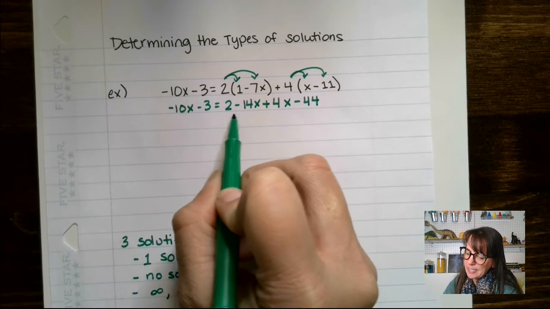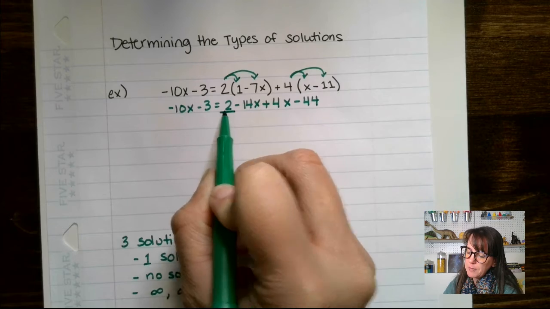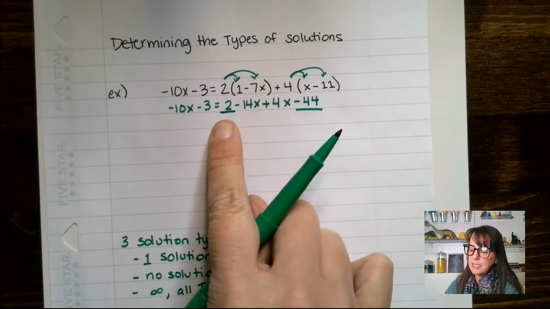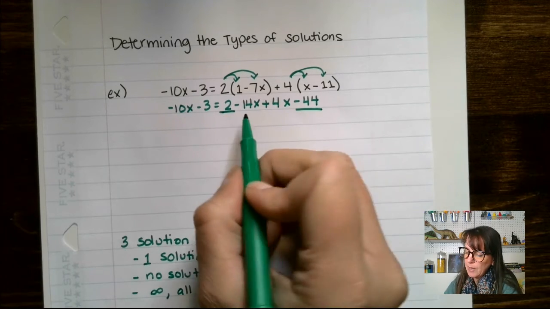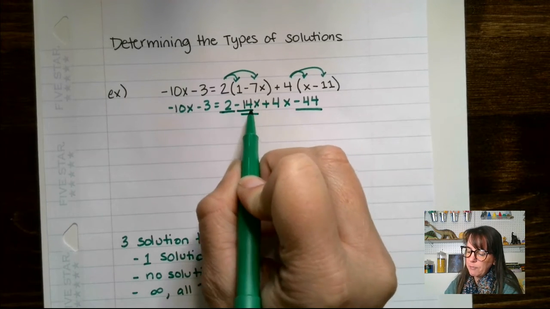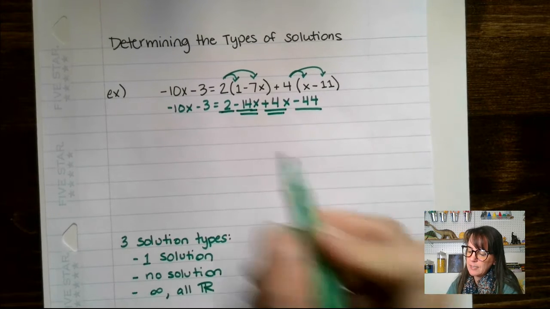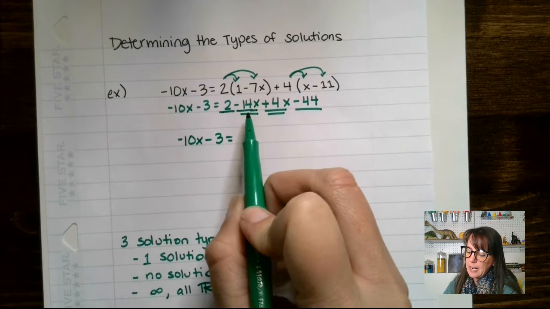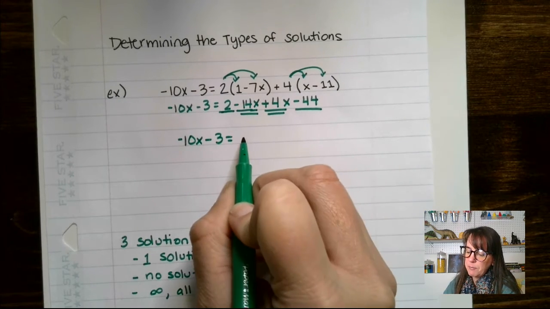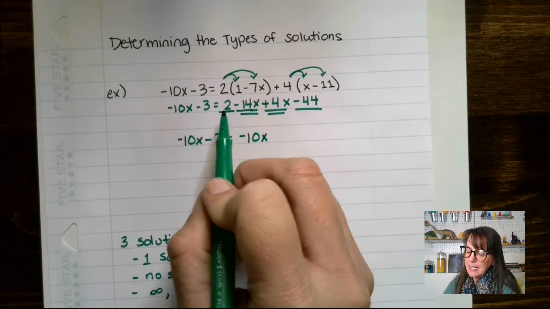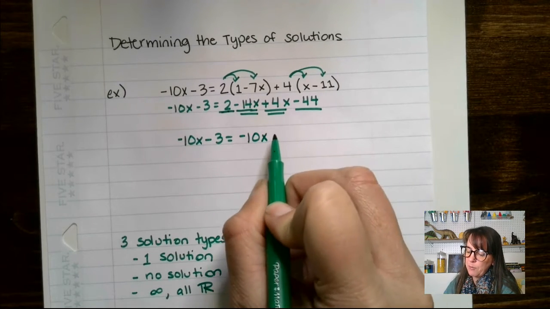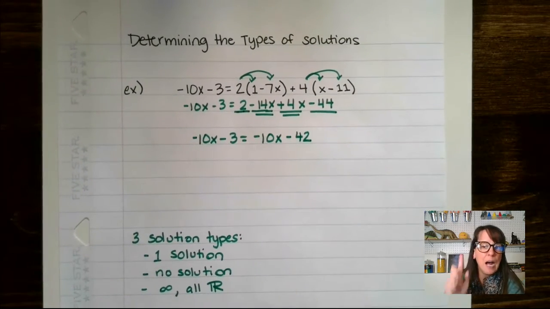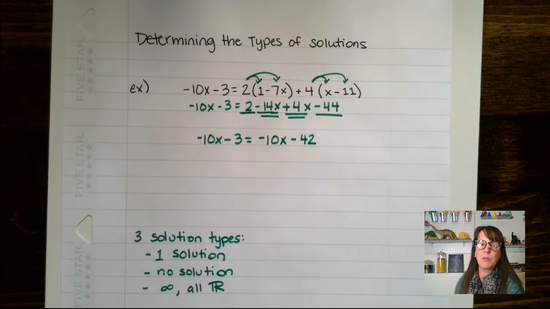What I see here is a positive 2, and notice I'm underlining the operation that comes in front of it. That's so that I remember that that's a positive 2 and that's a negative 44. I also have a negative 14x and a positive 4x. So let's rewrite this guy. Negative 10x minus 3 equals negative 14x and positive 4x gives me negative 10x, and then 2 and negative 44 gives me negative 42.